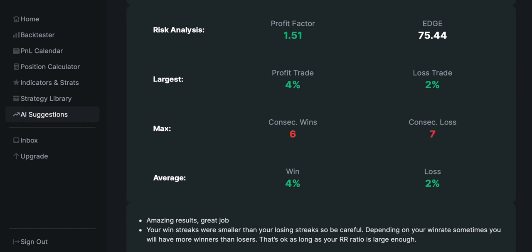We can also find some comments, some feedbacks about this strategy right here on the bottom. So we see it says amazing results, great job. So apparently this strategy is really good. It also says your win streaks were smaller than your losing streaks, so be careful. Depending on your win rate, sometimes you will have more winners than losers. That's okay as long as your risk to reward ratio is large enough. So it's really helpful, as you can see.